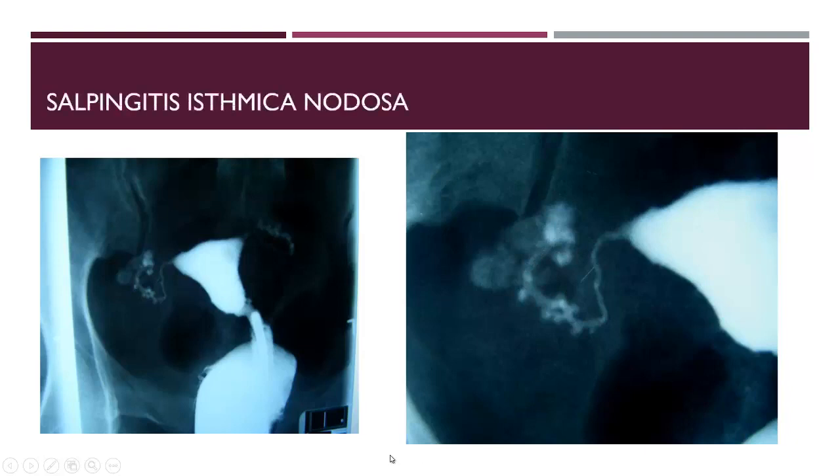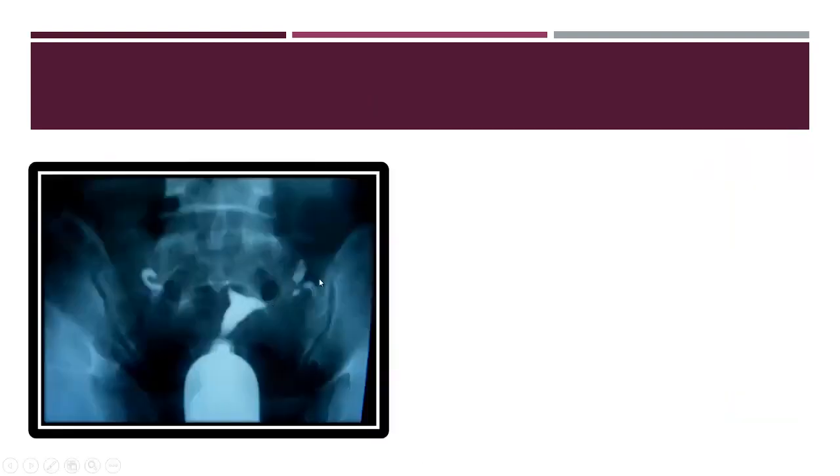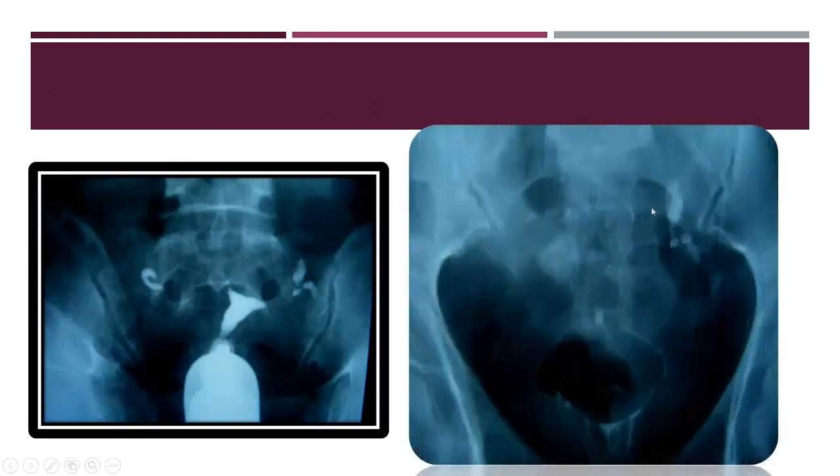And the most typical is salpingitis isthmica nodosa. We find outpouching from the wall of the fallopian tube. This is the beaded appearance again of the fallopian tube, and the retained contrast in the control film means that there are adhesions.